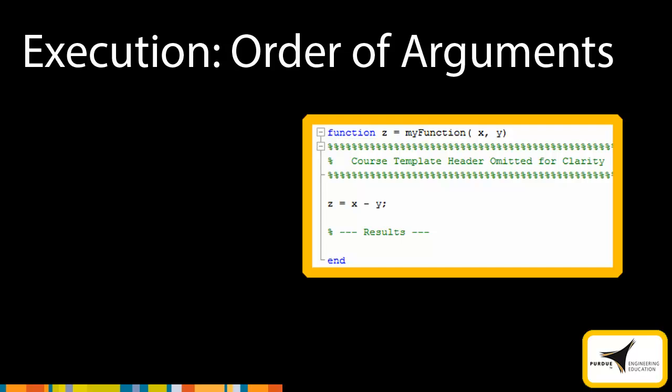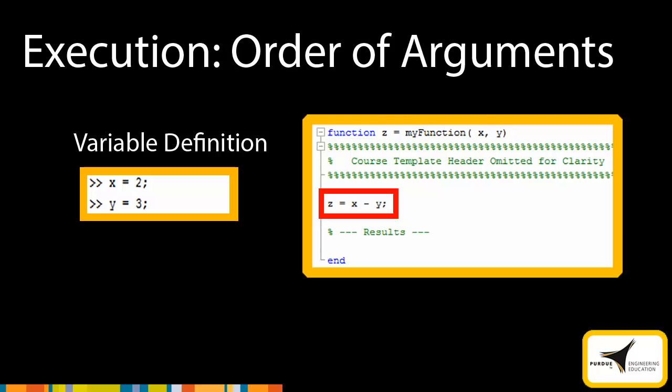Let's look at an example to see how the order of arguments in the function call affects resulting calculations. Remember that the variables used in the function call are independent of the variables in the user-defined function. Only the order matters. Shown here is the code for a simple user-defined function with two inputs, x and y, and one output, z. One basic calculation is made using this function, z equals x minus y. For this example, we will define x as 2 and y as 3.